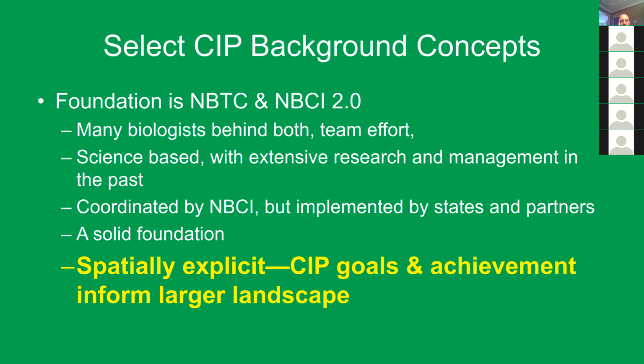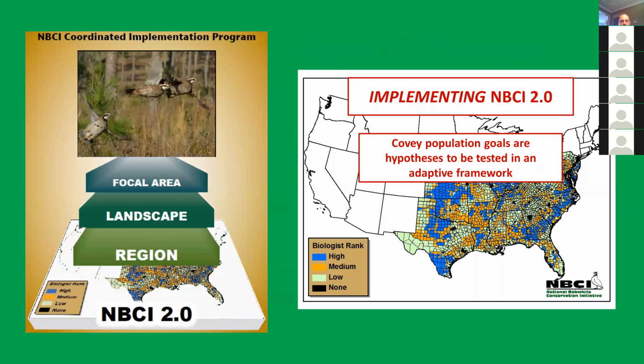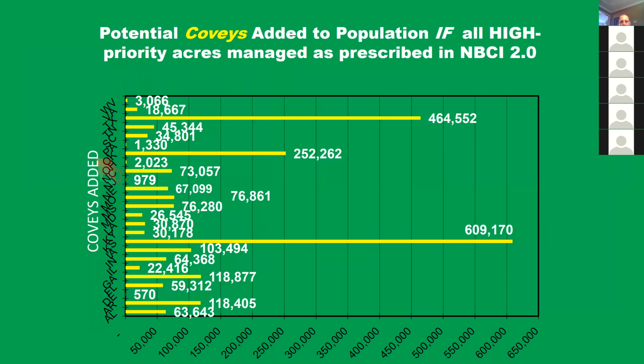A little bit about the spatially explicit goals and achievement, and really some of the implications of that. NBCI 2.0 and CIP adopt the idea that even though we have decades and decades of habitat management and we know we can produce quail, seemingly we're always trying to prove it over and over again. In a lot of cases, there are doubts, and we haven't been all that successful. So the population goals of NBCI 2.0 are stated as hypotheses. And they look like this.